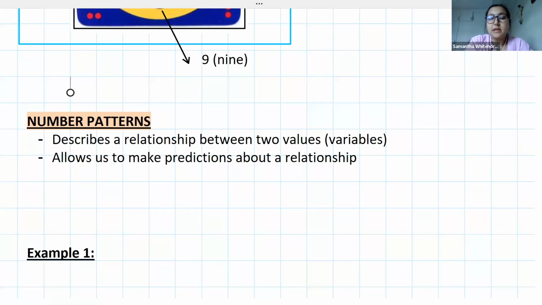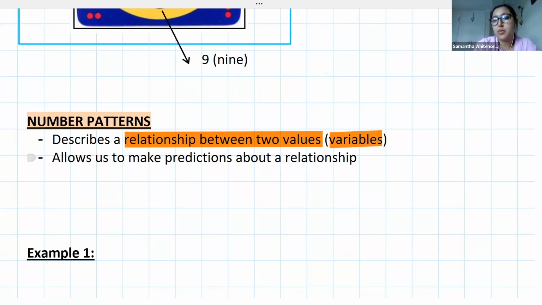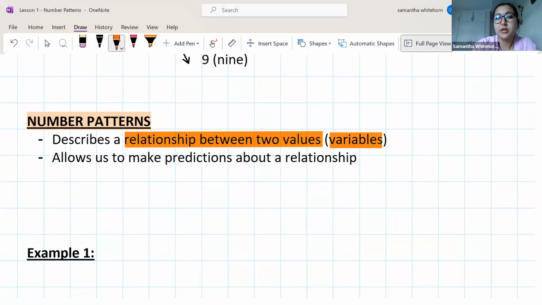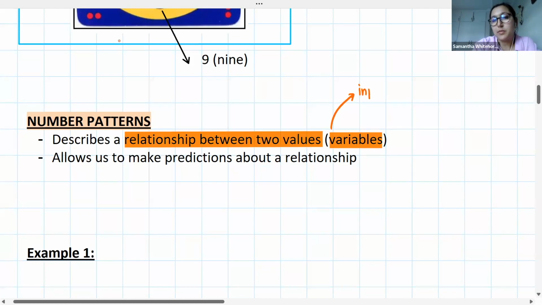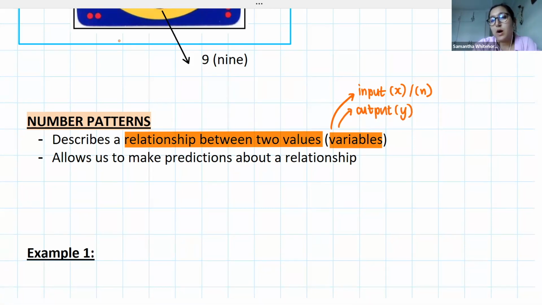All right, so a number pattern essentially shows a relationship between two values. It is a description of a relationship between two values. Often we call these values variables. Importantly, we can use different variables to represent this relationship. Often we have what we call an input and an output value. Our input is represented by X or by N, depending on whether you use Tn and N. And we have an output variable, which is represented by Y, or if you're using the other notation, Tn.